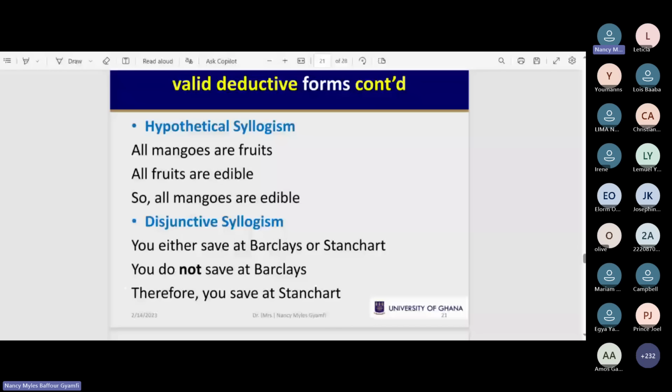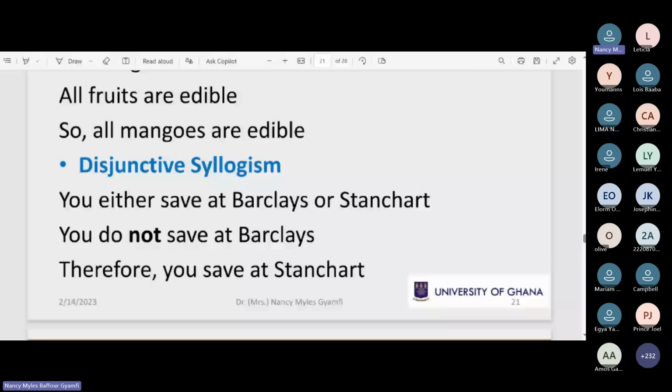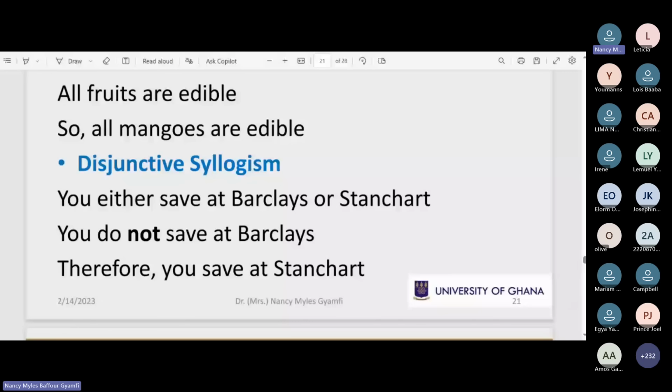Okay. So back to disjunction, one more example. I save at Barclays, watch the screen, or I save at Stanchart. I don't have an account at Barclays, a negation of one of the alternatives. Then I can conclude that the account is at the other bank. Today is Friday or today is Saturday. I have checked, and today is not Friday. A negation of one of them in the premises. Then you can conclude that it is the other one.